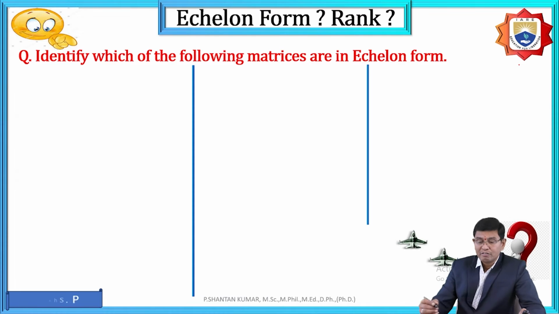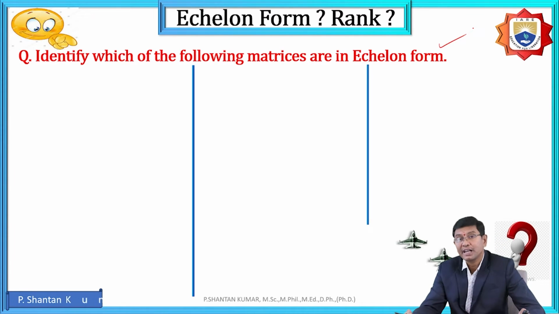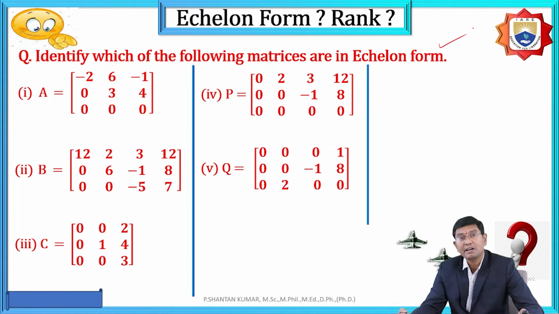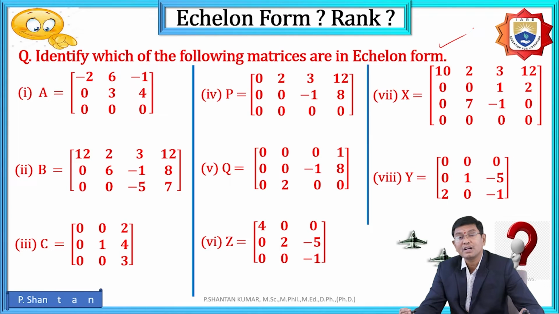For example, we need to identify which of the following matrices are in Echelon form. That means, based upon these examples, we need to identify which one is the Echelon form of a matrix and which one is not, and based upon that, what is the rank of the matrix. That is, based upon our understanding of the Echelon form, we should identify.